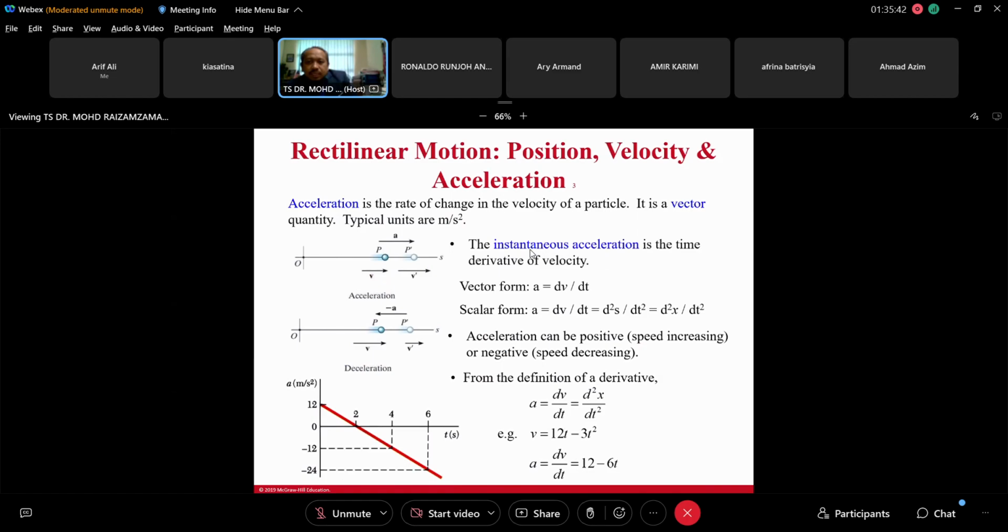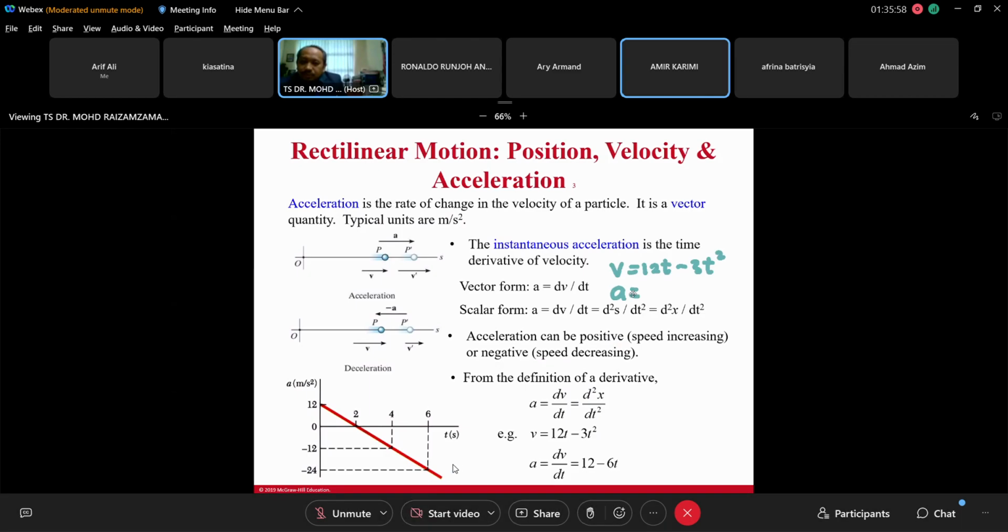If the velocity is equal to 12t minus 3t squared, how do you calculate a, the acceleration? Means what, class? How do you calculate a? From the velocity.